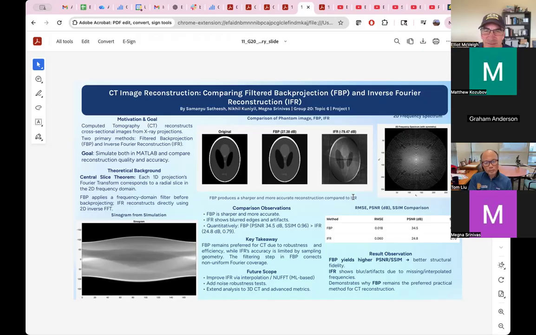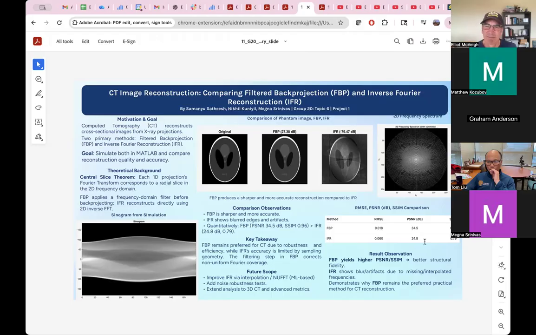So quantitatively, when we put in the numbers, we found that the FBP achieved a PSNR, or peak signal to noise ratio, which is similar to measuring image compression, so a lower distortion level, of about 34.5 decibels compared to the 24.8 of IFR, and an SSIM, or structural similarity index, of 0.96 compared to the 0.79 of IFR. So it basically just confirms the theory that FBP does produce superior images.